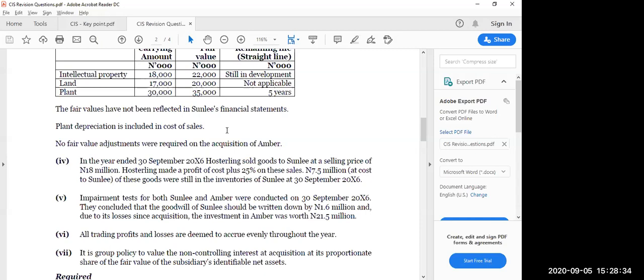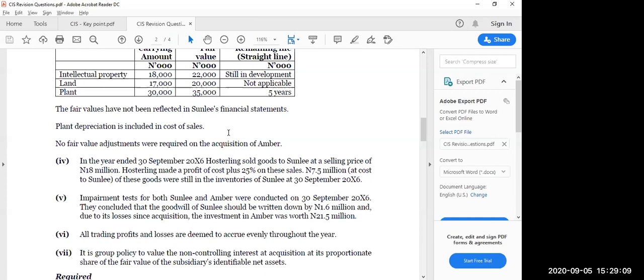Once you are done with treating goodwill at acquisition, the next thing is post-acquisition. Recall, for post-acquisition, your focus is on intra-group transactions, largely, and intra-group transactions can come in different forms. In this question, we have seen that there were two intra-group transactions: one, the intra-group dividend, and two, the sale of inventory. So we have dealt with treating goodwill at acquisition, as well as the impairment loss thereof.